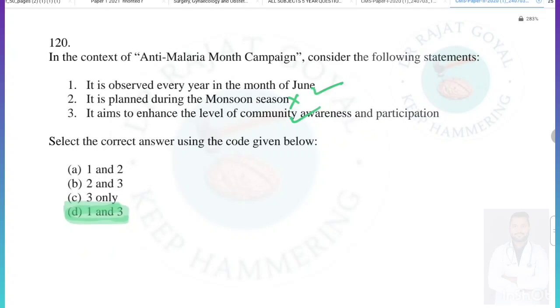In the context of the anti-malaria month campaign, consider the following statements. It is observed every year in the month of June. Yes, this is true. It is planned during the monsoon season. No, this is not true. It is planned before the monsoon season. It aims to enhance the level of community awareness and participation. This is also true. So answer here will be 1 and 3.